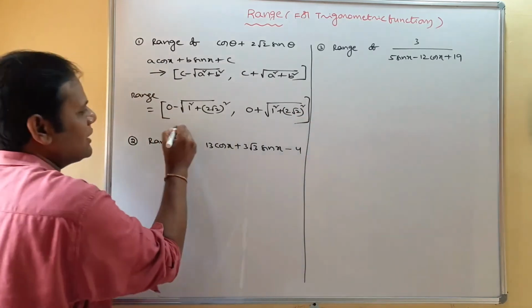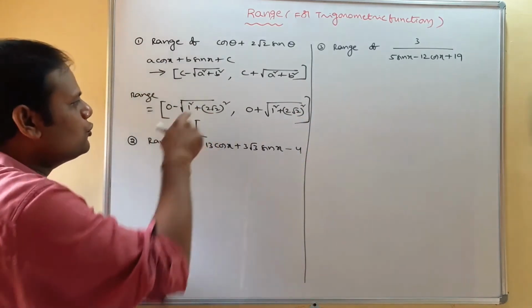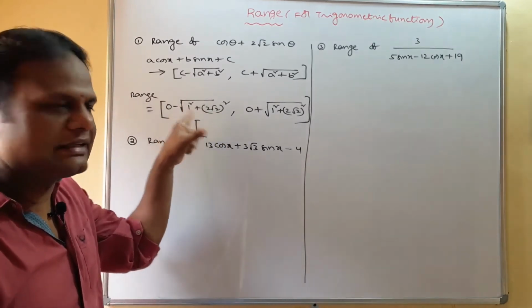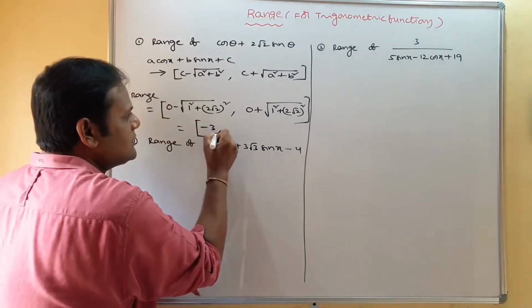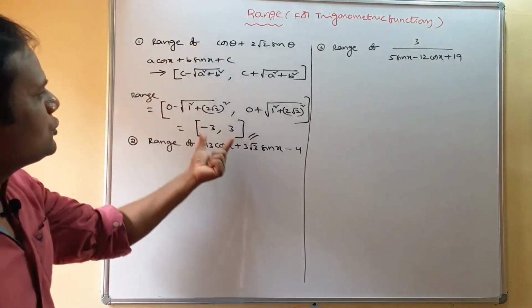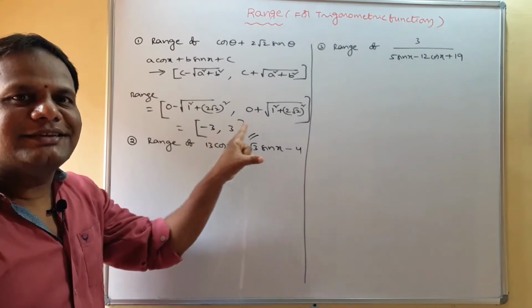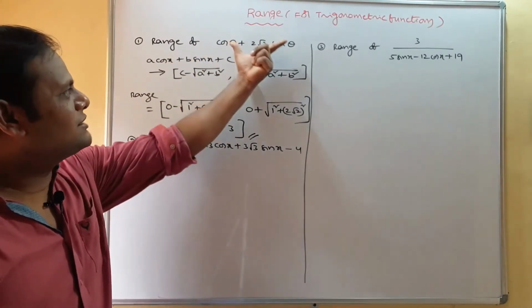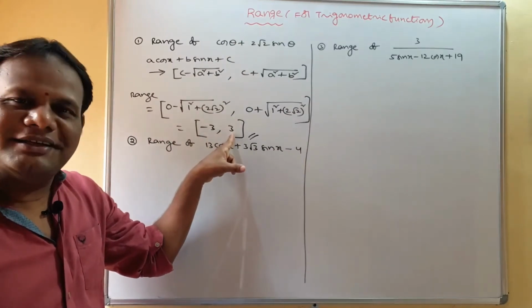So what is the answer? Can you tell? 2 root 2 whole square is 8. 8 plus 1 is 9. Root 9 is 3. So minus 3 here, and here it is plus 3. So the range of this function is the closed interval minus 3 to 3. What is the minimum value of this function? Minus 3. Maximum value of this function? It is 3.